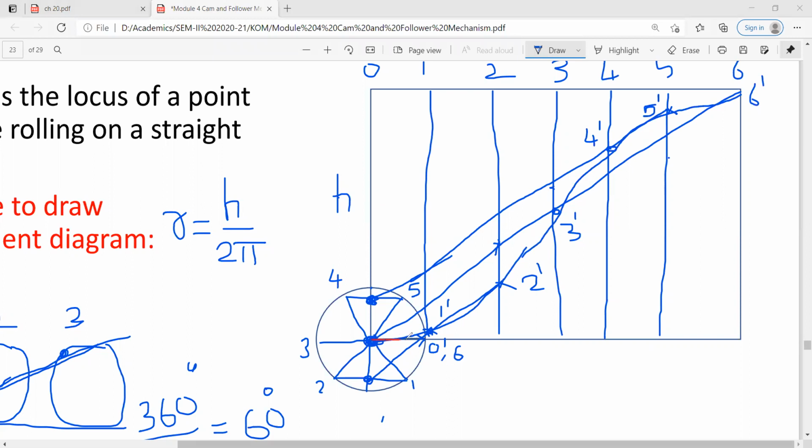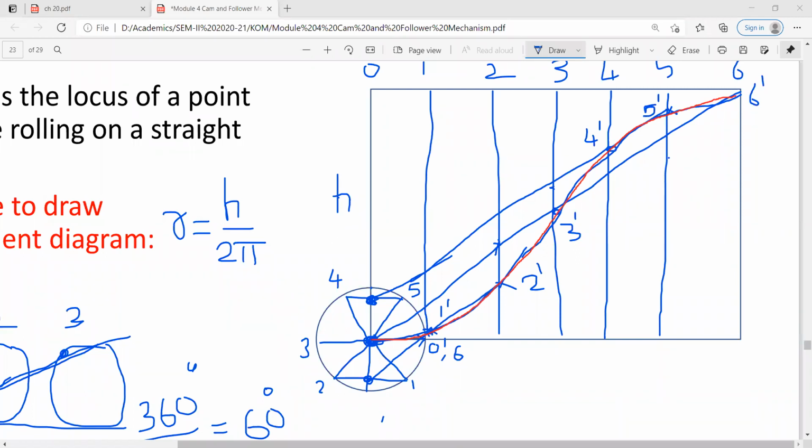So this will be your displacement diagram, like this. Are you getting the procedure of how to construct the displacement diagram for cycloidal motion? Yes, sir. You have to keep the procedure in mind.